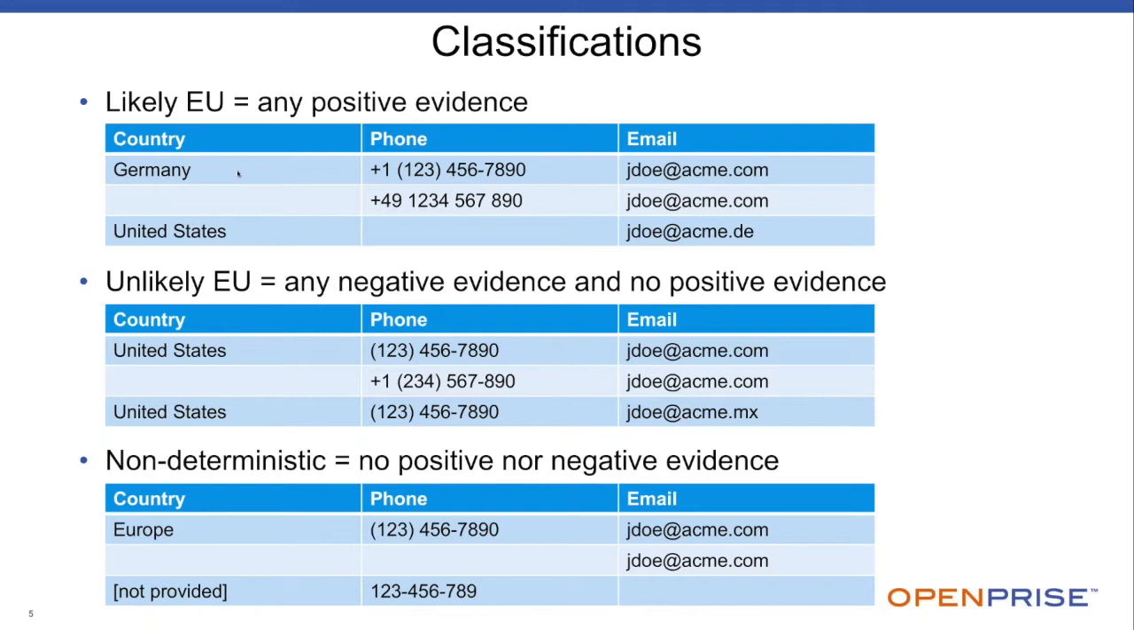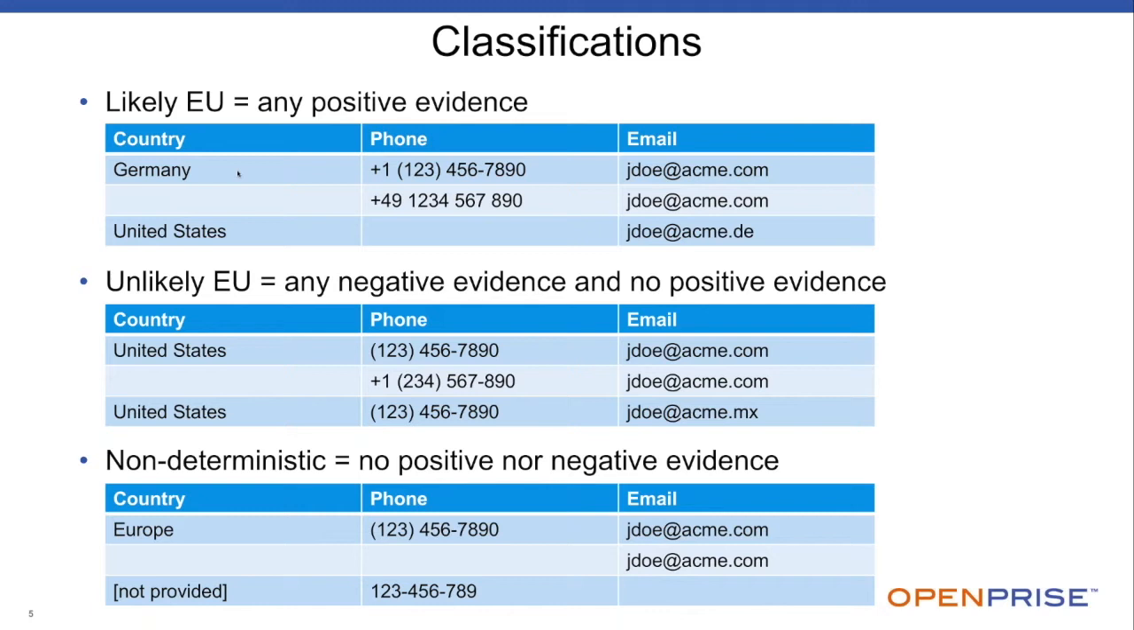So in this case, we have one piece of negative evidence that says the person is from the US, and both the phone number and email are not specific enough for us to say either way. So there's no positive evidence. In this case, we'll put this in unlikely EU. In the second example, there's no country.